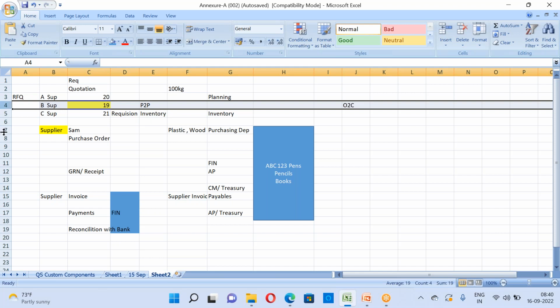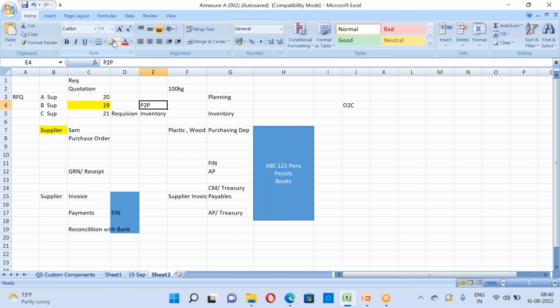Tripathi? Yeah, please. What is meant by P2P and O2C? I mean, you are mentioning. Apologies. I have written in the slide, P2P is procure to pay. Same way, O2C is order to cash.